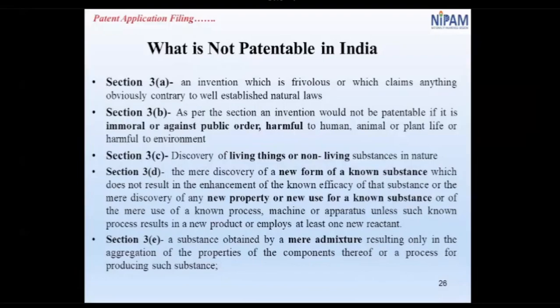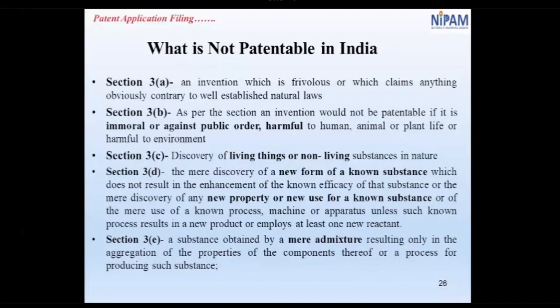Section 3B is quite important for all of you, and so is section 3H. As per section 3B, an invention would not be patentable if it is immoral or against public order, harmful to human, animal or plant life, or harmful to the environment. I have seen some really good pesticides that fall under section 3B. Also, if you have invented an atomic bomb or a nuclear bomb, that falls under section 3B.